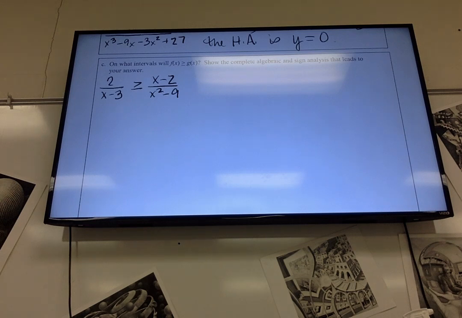And I want to move everything over to the left. So it's minus x minus 2 over x squared minus 9, greater than or equal to 0. I can bow tie it. I think it actually might be easier if I factor this first.